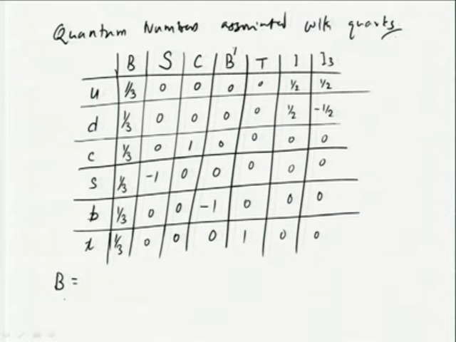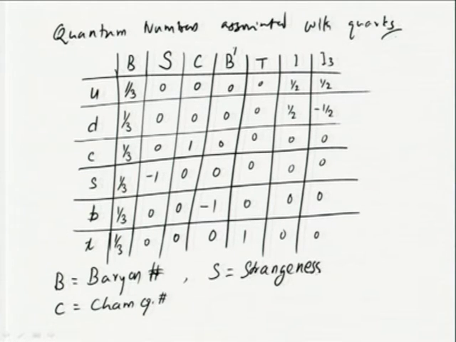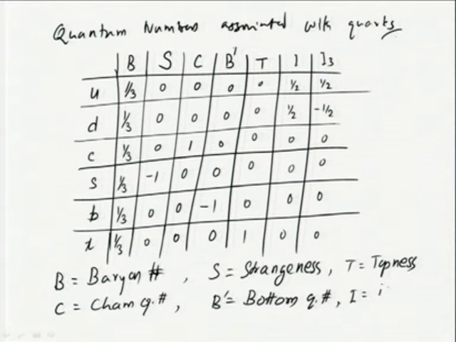So, let me write this, although we have said this clearly. B denotes baryon number, C denotes charm quantum number or charmness, S is strangeness quantum number, B prime is bottomness or bottom quantum number, T is topness or top quantum number, I is the isospin. Okay. And now, not all of these are independent quantum numbers.